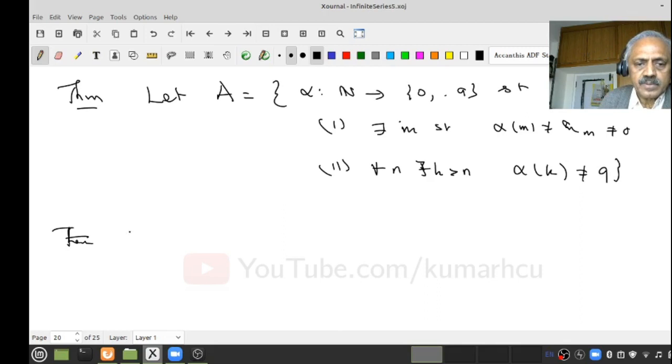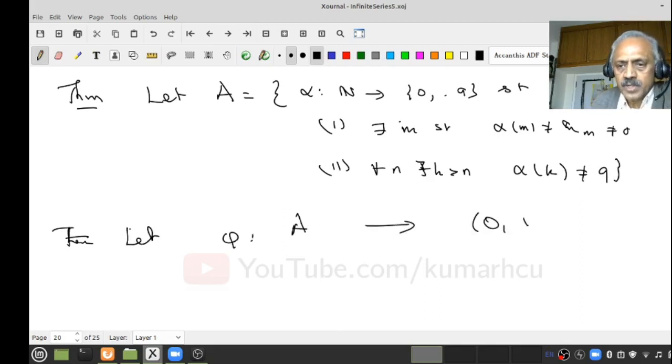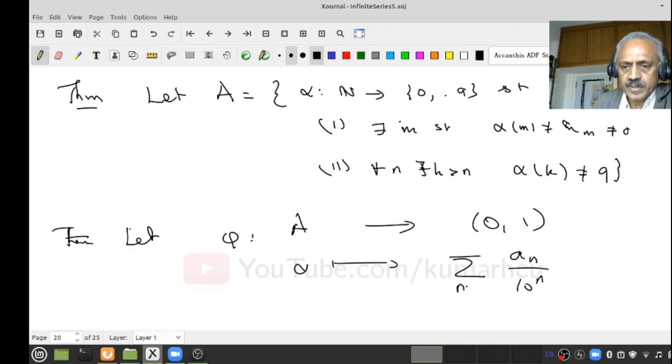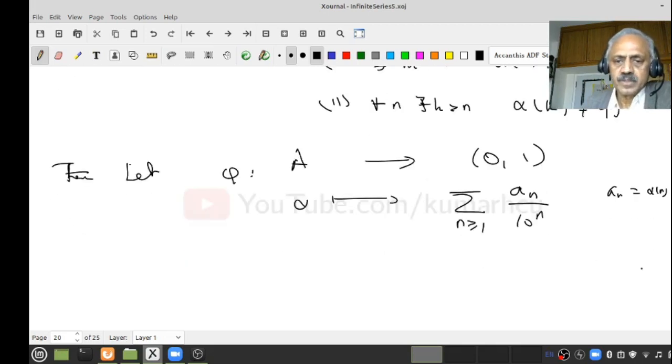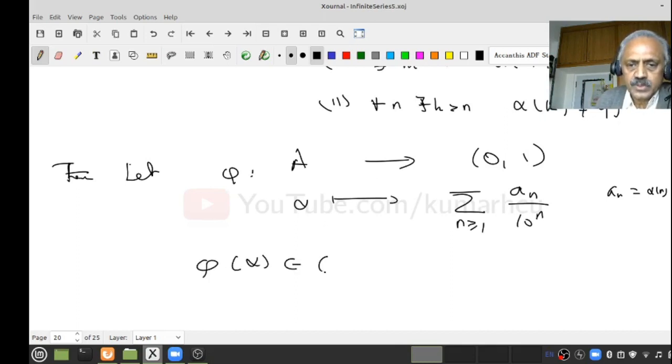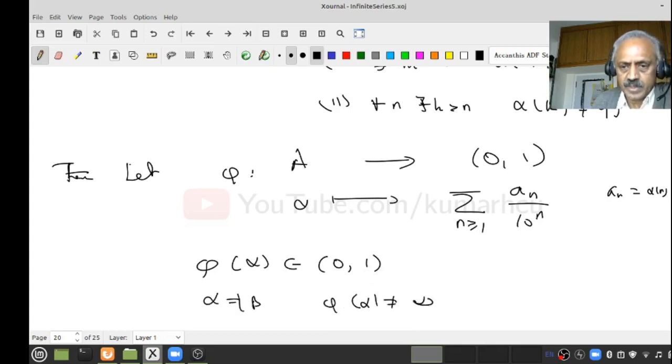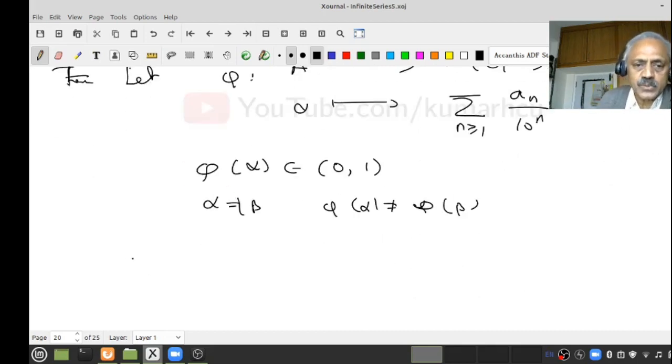Okay, then consider the map. Let phi be the map from A to the open interval (0,1) given by alpha going to the summation of a_n by 10 to the power n. That means the first claim is phi of alpha maps into the open interval (0,1), and if alpha is not equal to beta, phi of alpha is not equal to phi of beta. Therefore it's 1-1, and we had already seen it's onto.